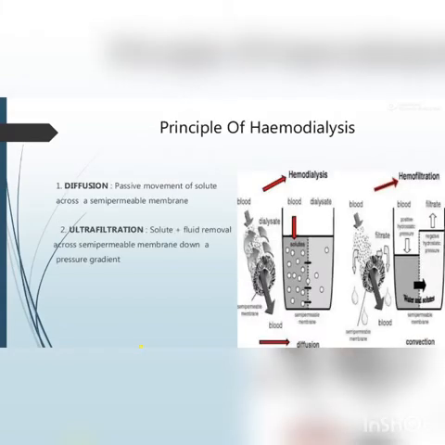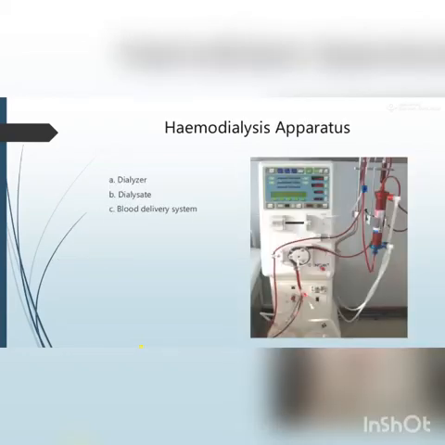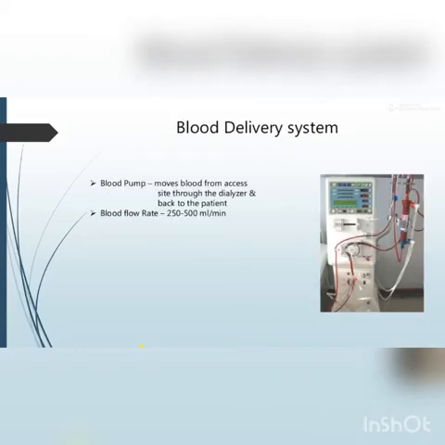Principle of hemodialysis. Diffusion, passive movement of solute across a semipermeable membrane. Ultrafiltration, solute plus fluid removal across semipermeable membrane down a pressure gradient. Hemodialysis apparatus: dialyzer, dialysate, blood delivery system. Blood delivery system: blood pump moves blood from access site through the dialyzer and back to the patient. Blood flow rate is 250 to 500 ml per minute.